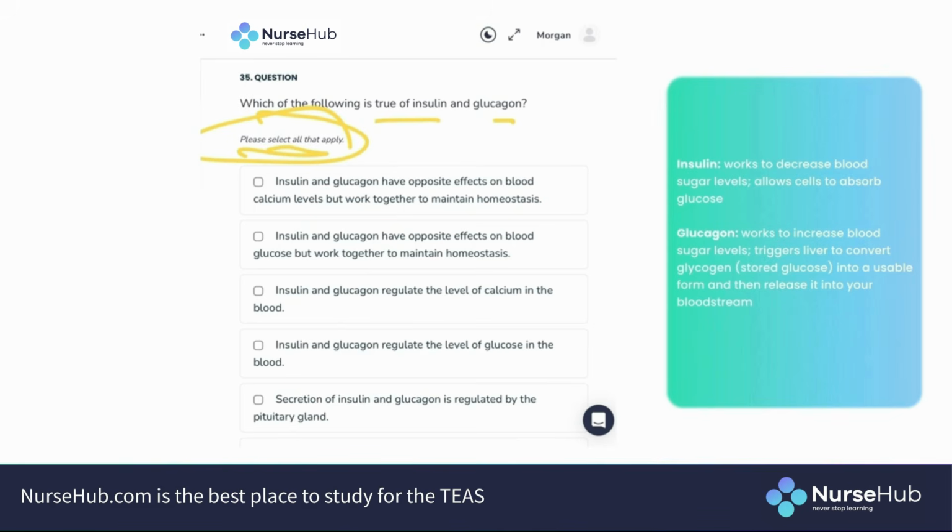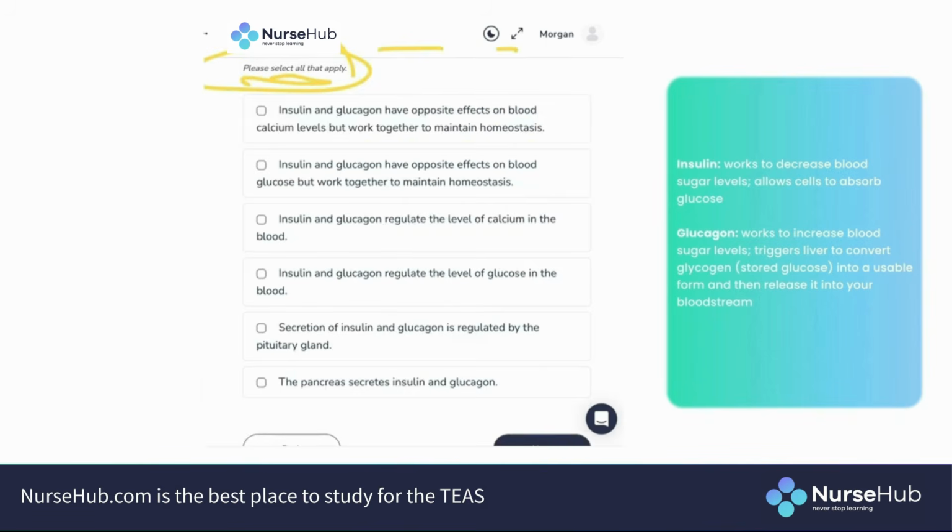So let's start by thinking about everything we know about insulin and glucagon. First, I know that they're both hormones that regulate the levels of glucose in our blood. So I'm going to scan for that option as an answer, and if it's here, I can go ahead and pick it. Okay, do I see that here? Let's kind of hunt through. Regulate the level of glucose in the blood.